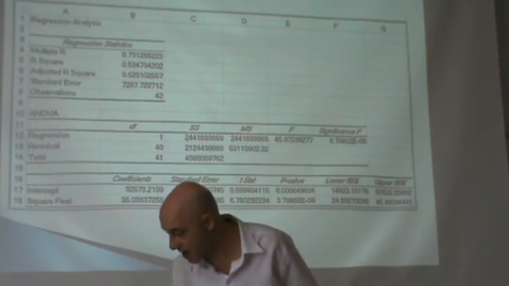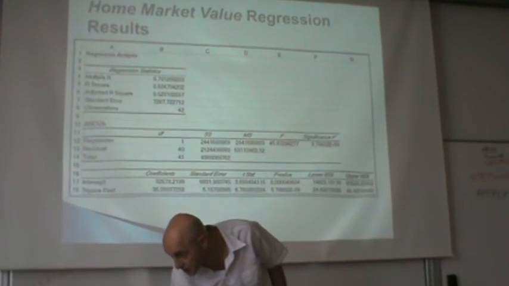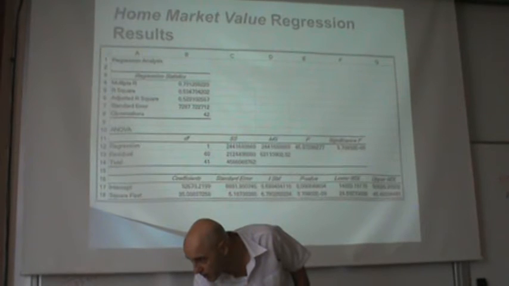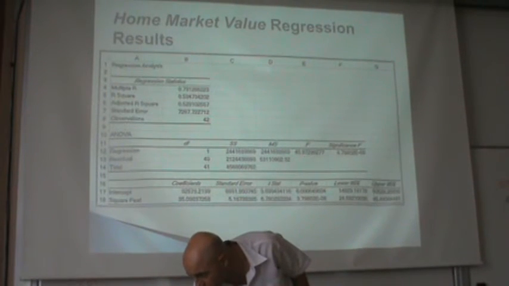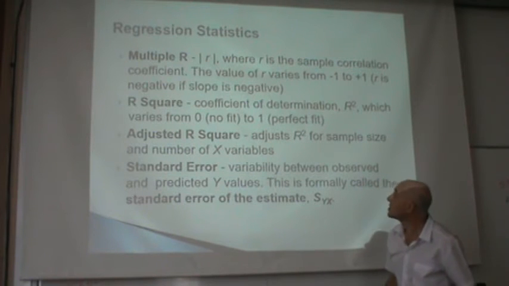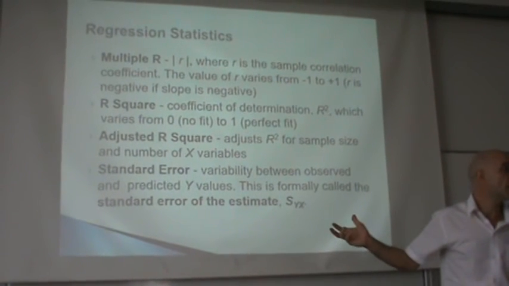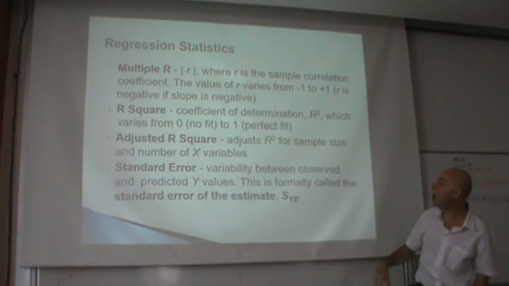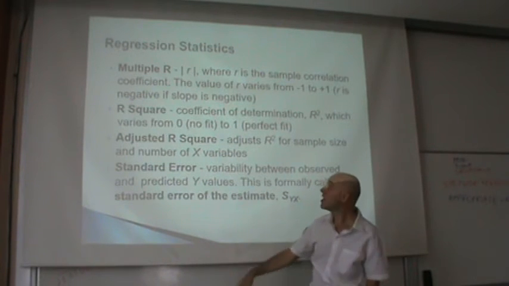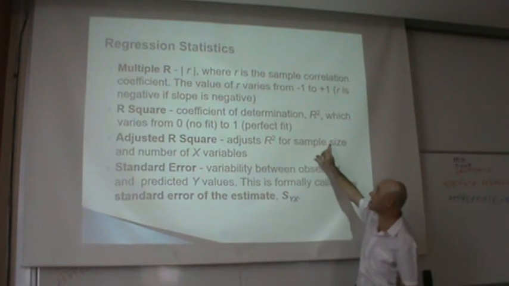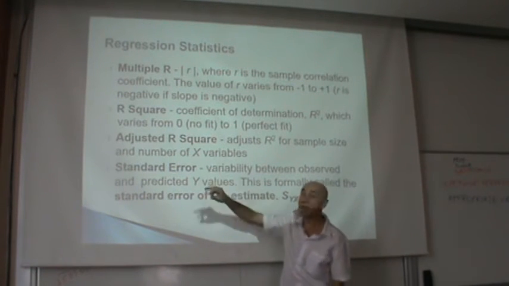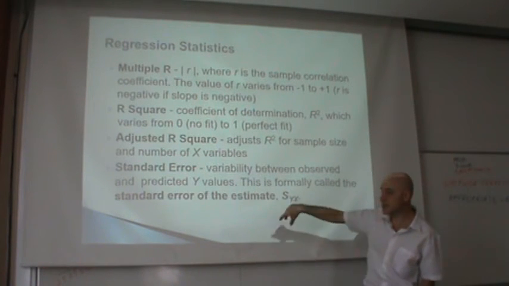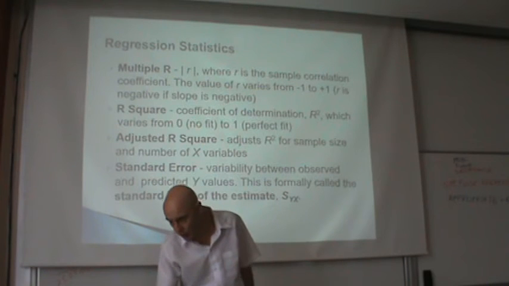Let's see what else we got. Okay, regression. So, the regression statistics, they are explaining here what I've been doing for the last few minutes. You got the multiple r, you got the r squared, then you got the adjusted r squared, adjusted for both sample size and the number of variables, and the standard error. Okay, that's going to be coming maybe later, or not focus so much.